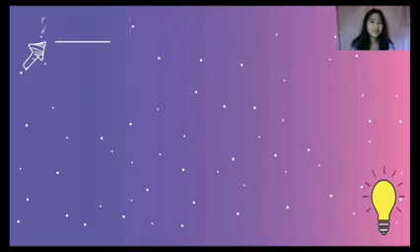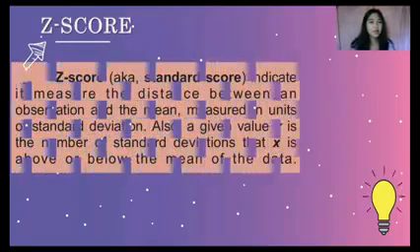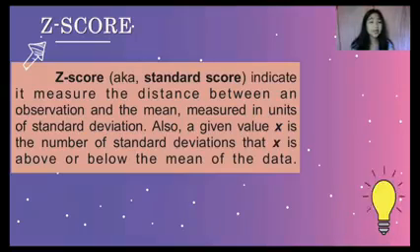First to discuss is the Z-score. What is Z-score? Z-score, or the standard score, measures the distance between an observation and the mean. The unit of measure of the Z-score is in standard deviations. Also, the Z-score for a given data value of x is the number of standard deviations that x is above or below the mean of the data.